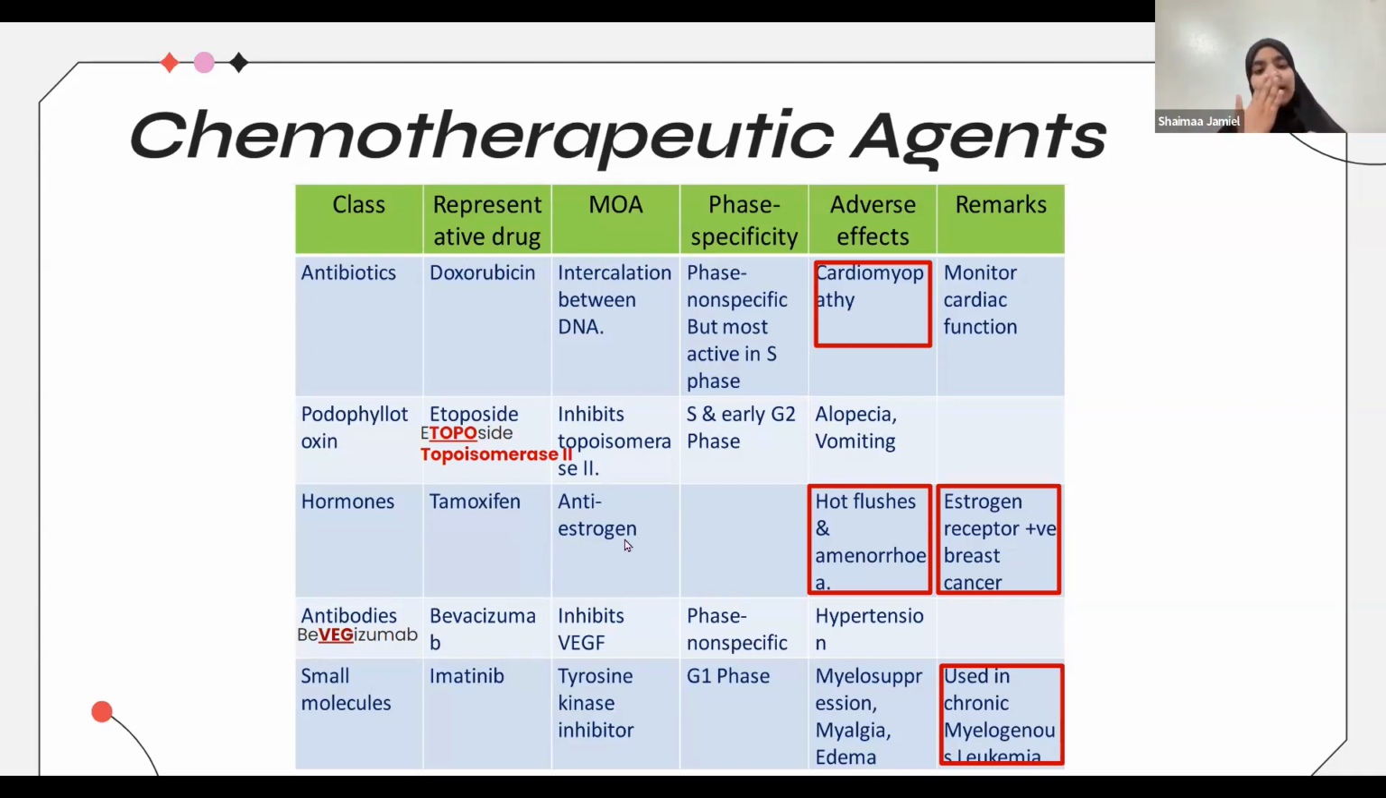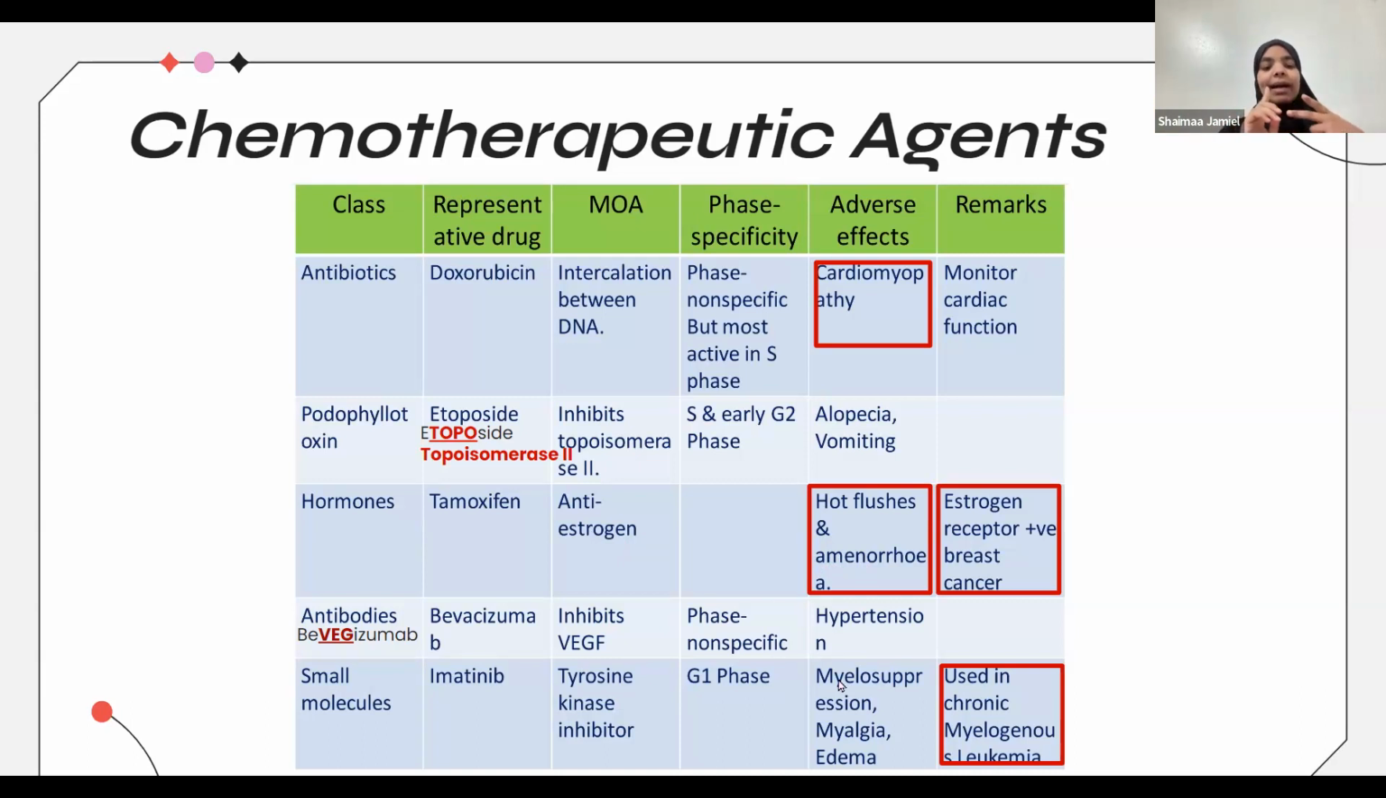However, since you're antagonizing estrogen's effect, you're going to get symptoms that are similar to menopause. Because in menopause, what happens? You have low estrogen. So it's the same thing. So you get hot flushes, amenorrhea, and so on because of this blockage of estrogen, similar to menopause.